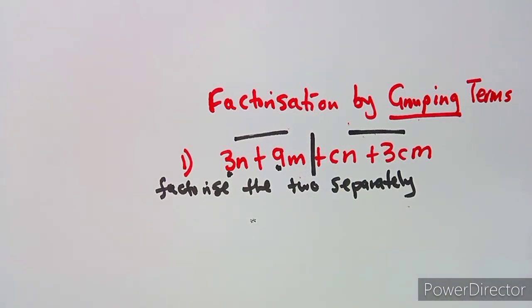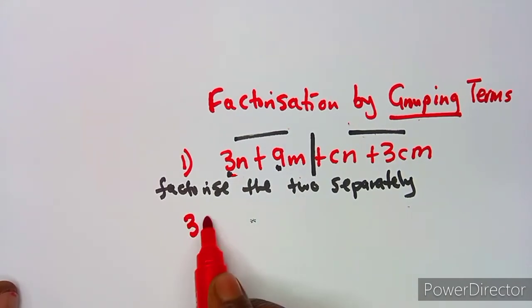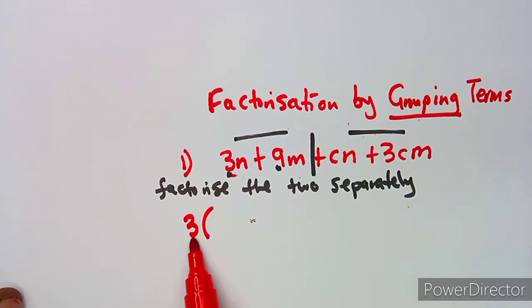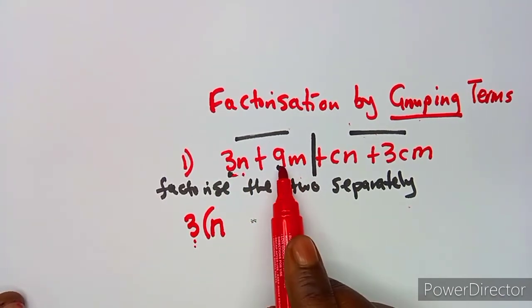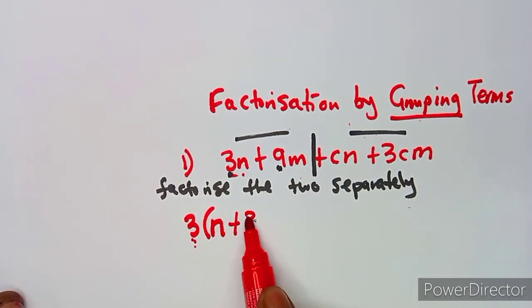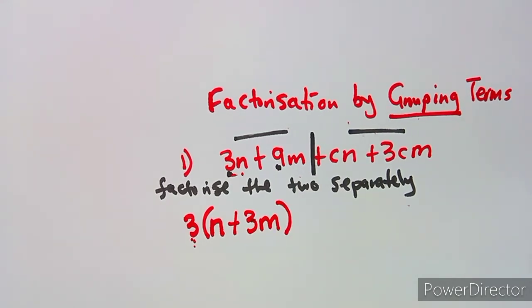Okay, so let's factorize, guys. We say 3 is common here, so you're going to factor out 3. 3n divided by 3, that's 3 divided by 3, you're going to be left with n. Alright, 9m divided by 3, that's 9 divided by 3, which is 3, but there is m, so it's going to be n plus 3m.